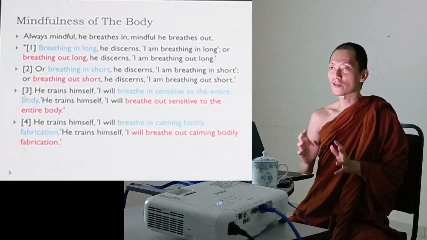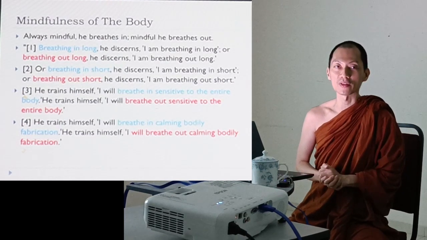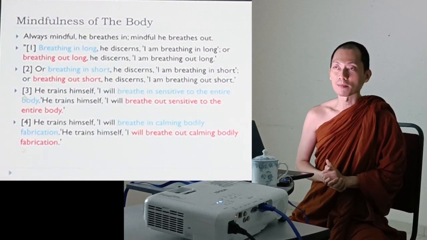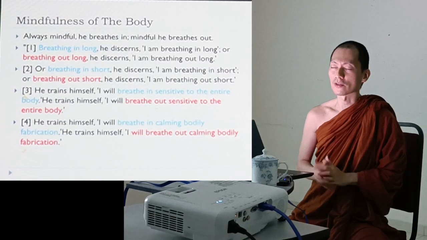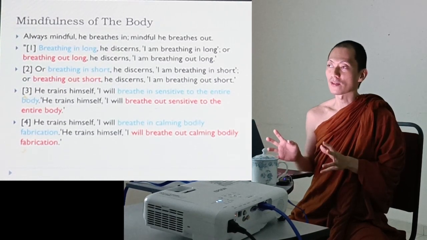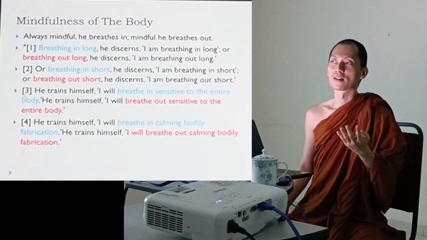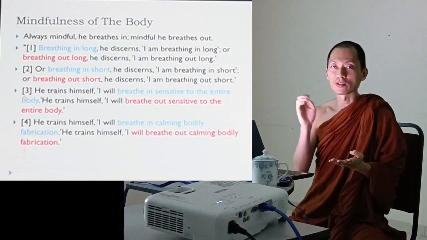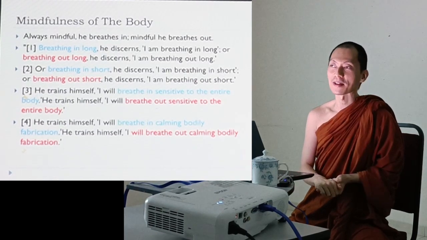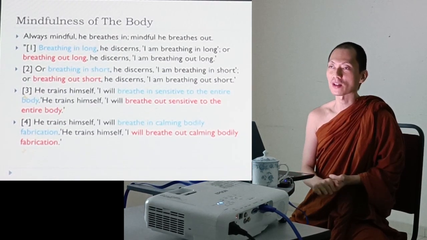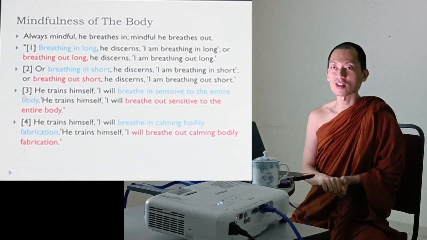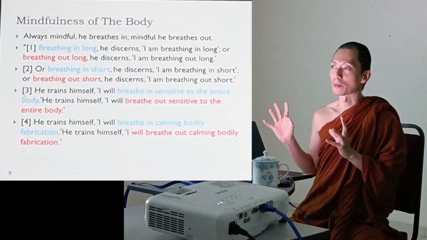So these first 4 steps, we call this mindfulness of the body. This mindfulness of the breathing has a total of 16 steps. But we know there are 4 foundations of mindfulness, right? So each foundation has 4 steps to make things easy for you. 4 times 4 is 16. So the first 4 steps talk about mindfulness of the body.